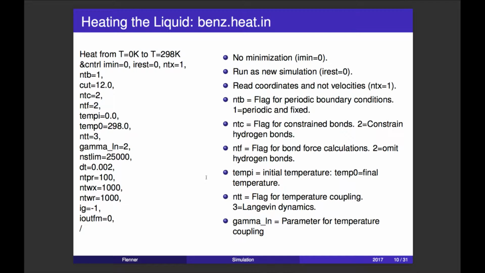I'm not going to go through things that we did before, but once again, reading coordinates and velocities. I have a flag for the periodic boundary conditions. When I did the minimization, I actually didn't have periodic boundary conditions there. Now I have a flag for the periodic boundary conditions. These are periodic and fixed.